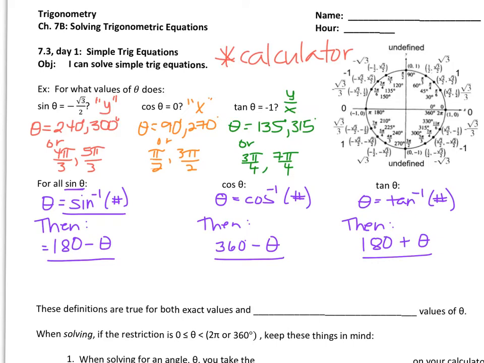So if we go back to sine, instead of doing 180 minus theta for your answer, you would do pi minus your answer if you're in radian form. Instead of 360, we would do 2 pi, that's the equivalent to 360, minus theta. And then for 180 plus theta in radian form for tangent, that's pi plus theta. So you have 3 sets of rules for degrees and 3 sets of rules for radians.